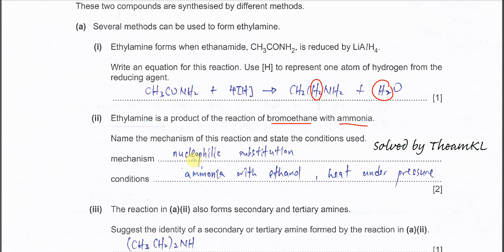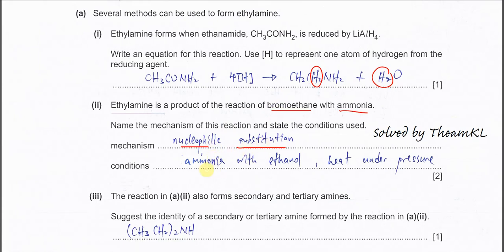The name of the mechanism is nucleophilic substitution. The nucleophile we use is ammonia. Ammonia is used to substitute the bromine. The condition is ammonia in ethanol, heat under pressure.